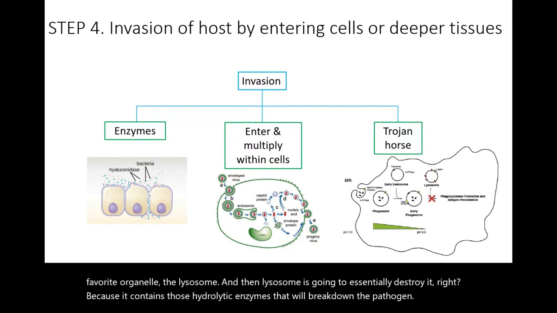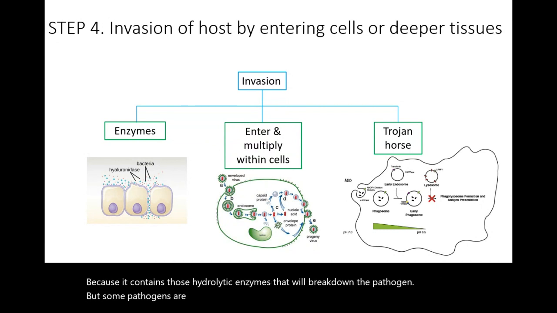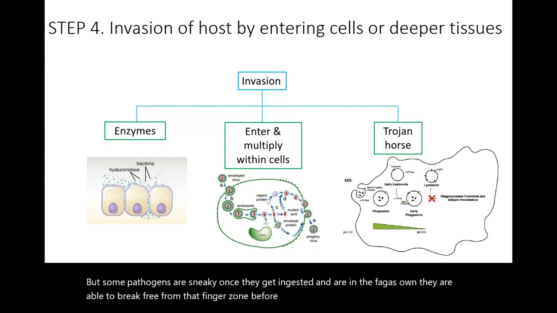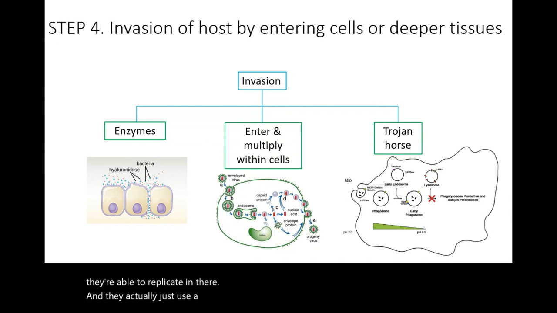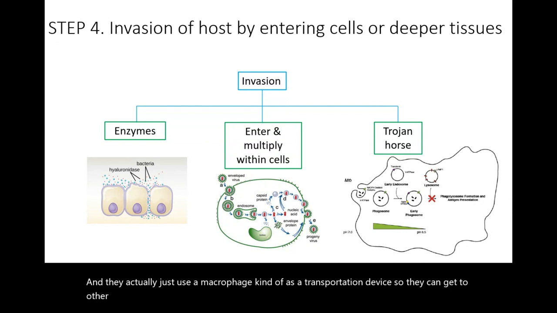But some pathogens are sneaky. Once they get ingested and are in the phagosome, they are able to break free from that phagosome before the lysosome even gets involved. And so they're able to replicate in there, and they actually just use the macrophage as a transportation device so they can get to other parts of the body undetected. So that's why we call it the Trojan horse.